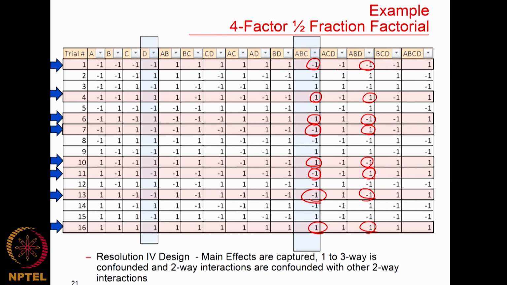Now, what will happen? This guy, this guy, this guy, this guy, this guy is gone. So, then I can have only 1, 2, 3, 4, 5, 6, 7. I am bringing it down to 8 columns, right. So, resolution 4, main effects are captured. So, this is a 4 factor half fractional factorial experiment.